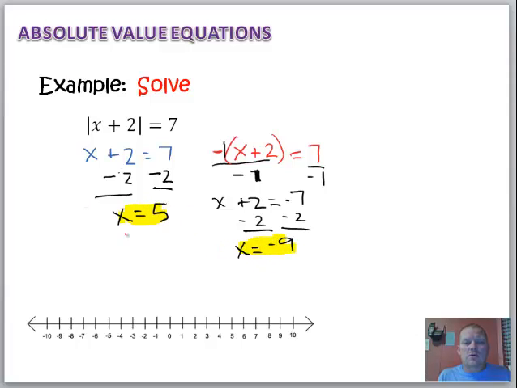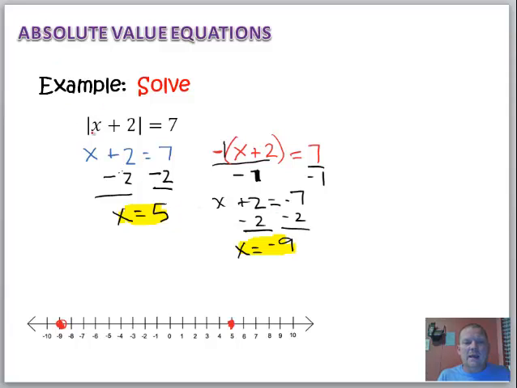Just to show you where those answers are on the number line, let's go ahead and plot the points. x equals 5, that's one solution, and x equals -9, that's another solution. And that's how I would graph that.